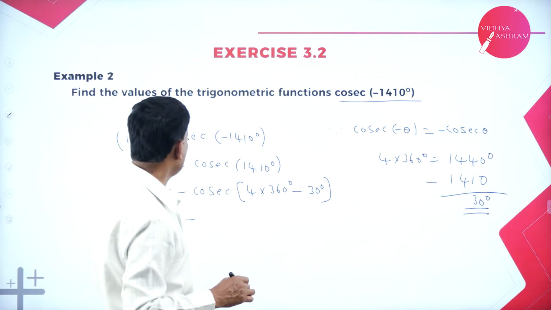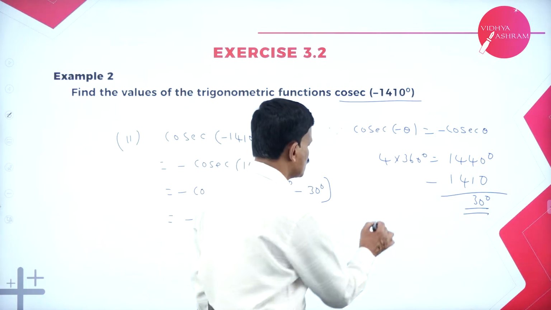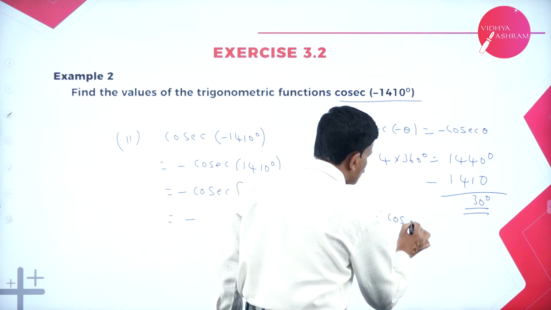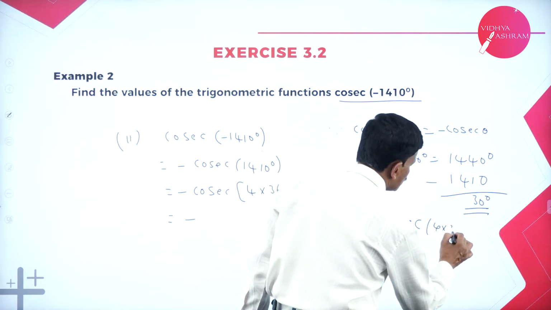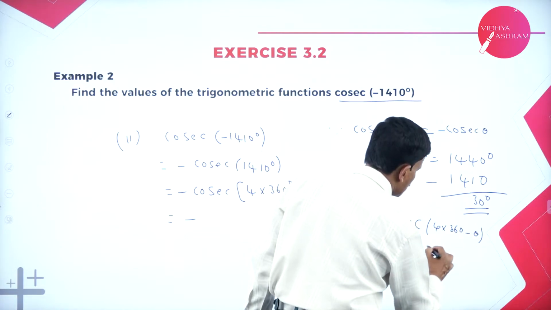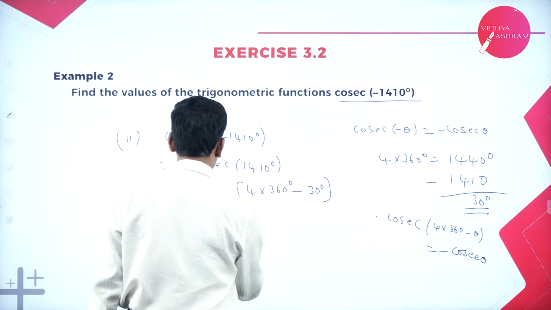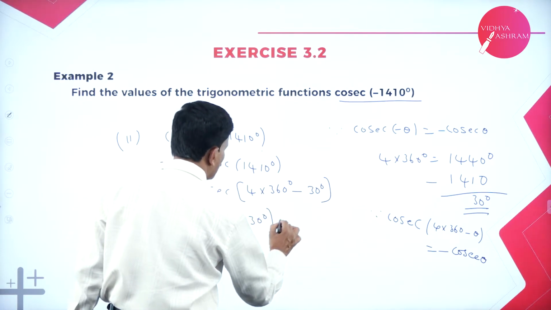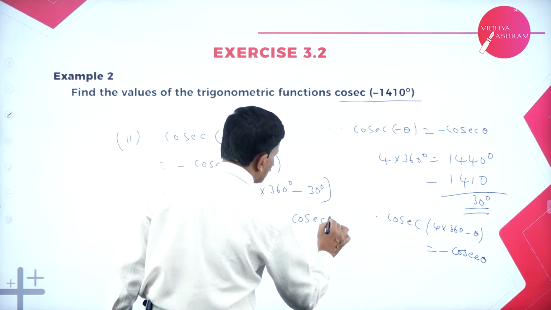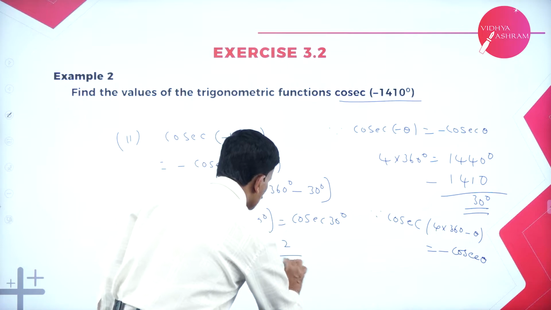Since we need to find the value of cosecant of 4 times 360 minus theta, and the value of cosecant of 4 into 360 minus theta is equal to minus cosecant theta, this is equal to minus of cosecant 30 degrees, minus into minus plus cosecant 30. What is cosecant 30? Cosecant 30 is equal to 2.